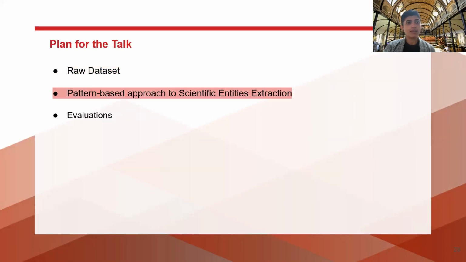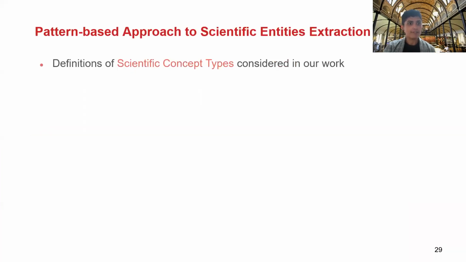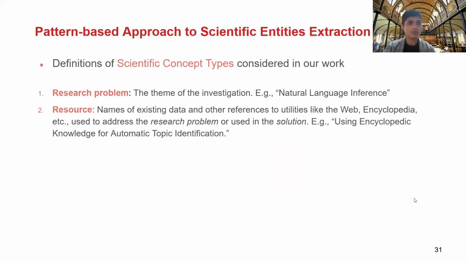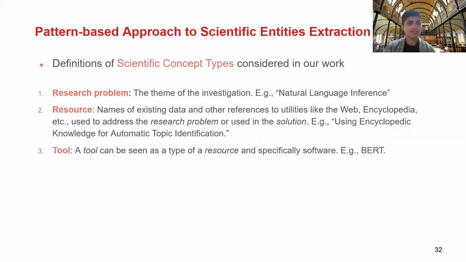So now to describe a little bit our approach at a high level. First, we introduced the scientific concept types that we used in our work. There were 6 in total. First, research problem, which is the theme of the investigation. Second, resource, names of existing data and other references to utilities like the web, encyclopedia, etc.